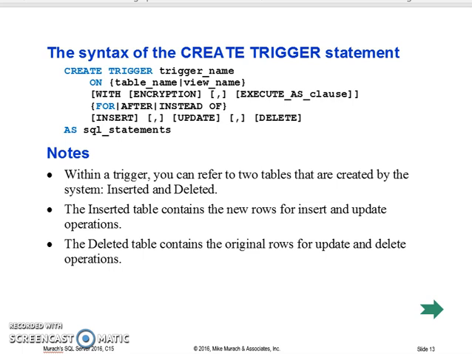Within a trigger, you can refer to two tables that are created by the system, inserted and deleted. The inserted table contains the new rows for insert and update operations. The deleted table contains the original rows for update and delete operations.